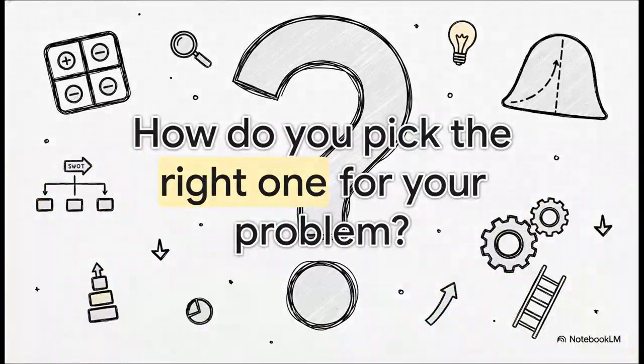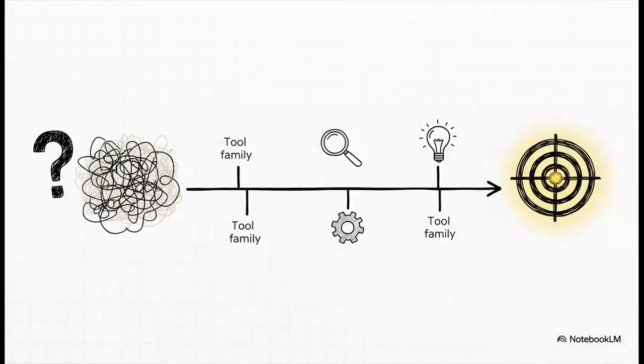You've been there, right? You've got a problem to solve, a process to improve, and suddenly you're just drowning in this alphabet soup of tools. SWOT, FMEA, Kaizen, Six Sigma. It's totally overwhelming. And picking the wrong one, it's not just a headache, it's a huge waste of time and energy. But what if you had a map?